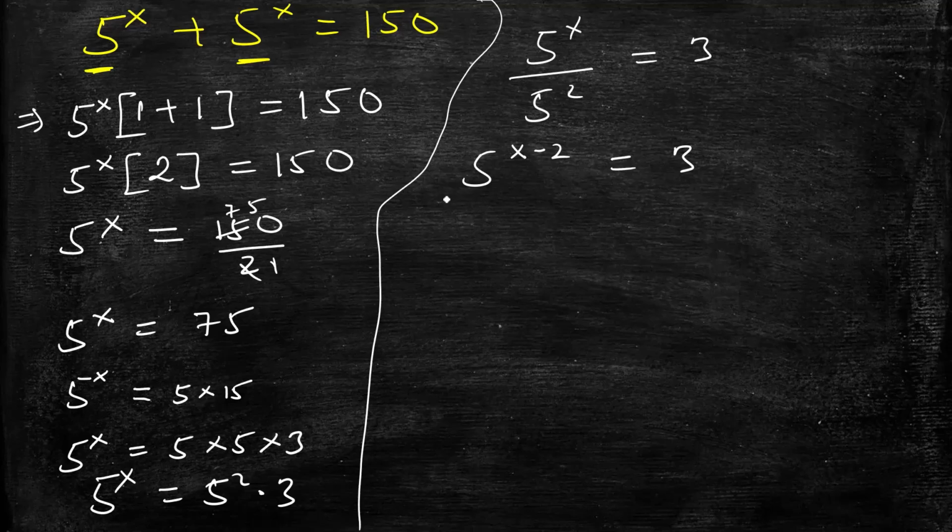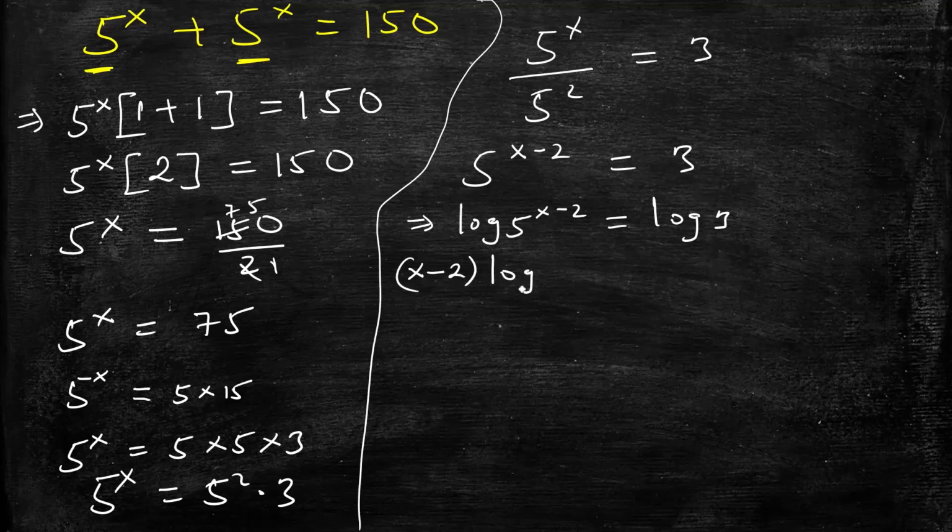So we are after x. We need to bring this one down, so we can take log on both sides. Let's take log on both sides. x minus 2 becoming a power, by the power rule, times log 5 equals log 3.